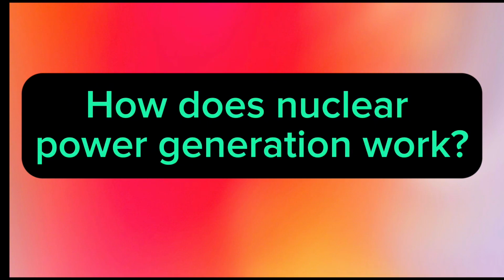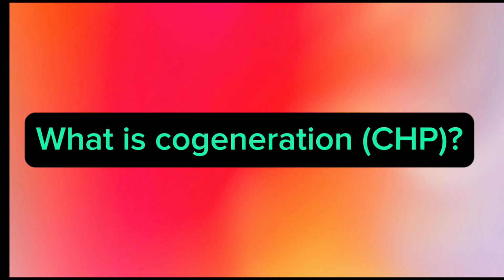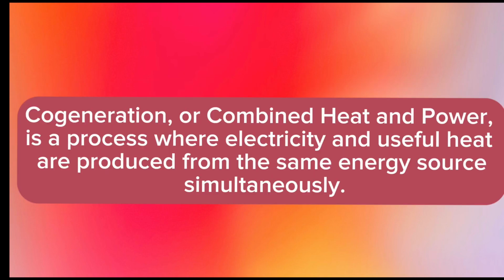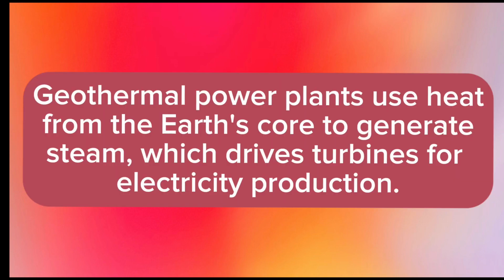How does nuclear power generation work? Nuclear power plants use nuclear reactions (fission) to produce heat, which is used to create steam and drive turbines for electricity generation. What is cogeneration (CHP)? Cogeneration, or combined heat and power, is a process where electricity and useful heat are produced from the same energy source simultaneously. What is a geothermal power plant? Geothermal power plants use heat from the Earth's core to generate steam, which drives turbines for electricity production.